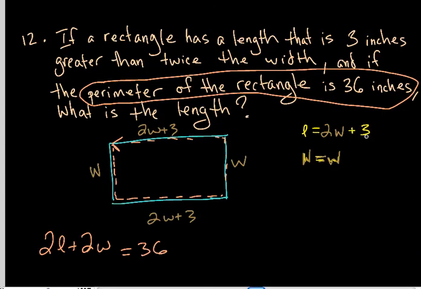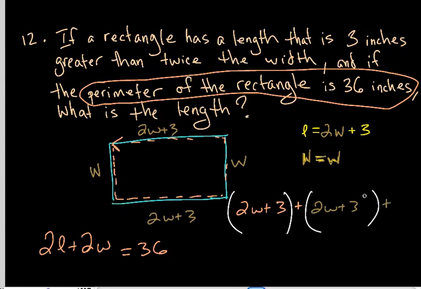Well, we found out the length was 2W plus 3, so it's 2W plus 3, plus another 2W plus 3, plus both the W's. And how long are the W's? Well, we don't know yet, so W plus W. And all of that equals 36.